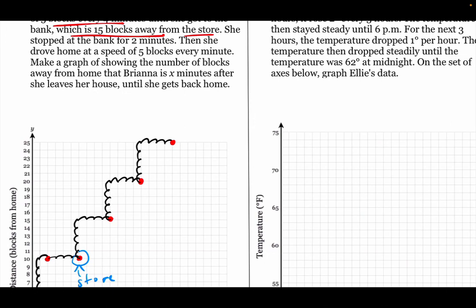She stopped at the bank. That's the bank. She stays there for 2 minutes, just like she did at the store, right? We flatlined at the store. She's going to flatline another 2 minutes because she's in the bank. So 1, 2.